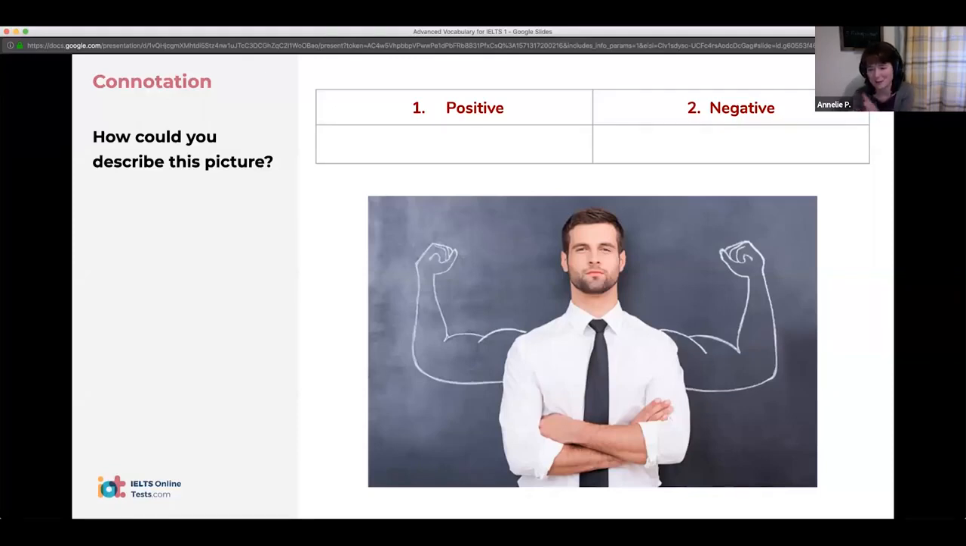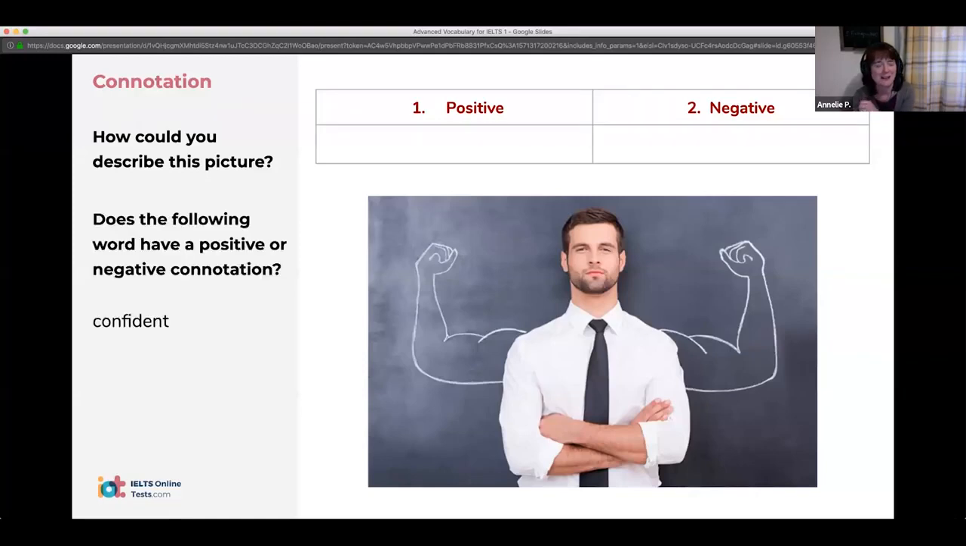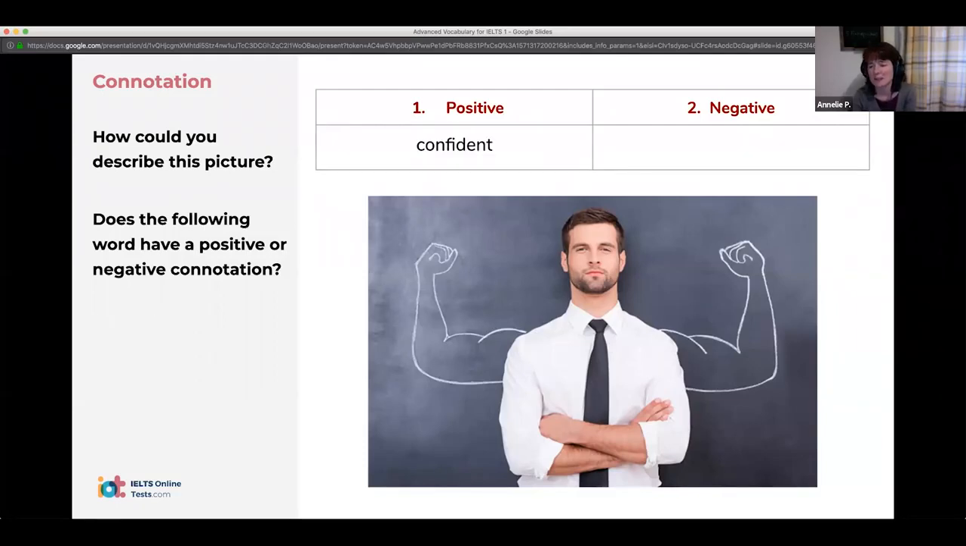Okay, yes, that's a bit closer to it. So a lot of you put confident. Oh, charismatic, I like that very much. Would confident be positive or negative? Okay, yes, certainly very positive. In a more negative way, he's a bit of a show off, yes.